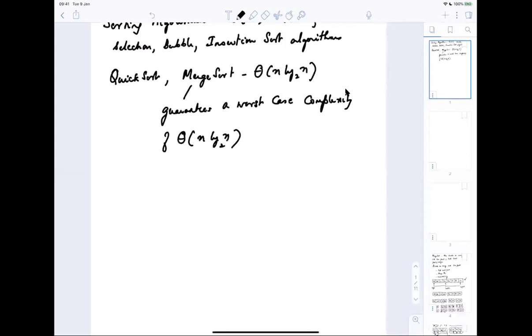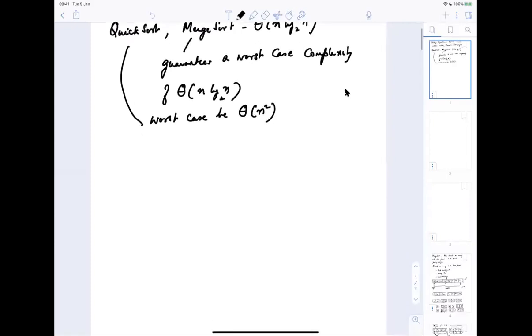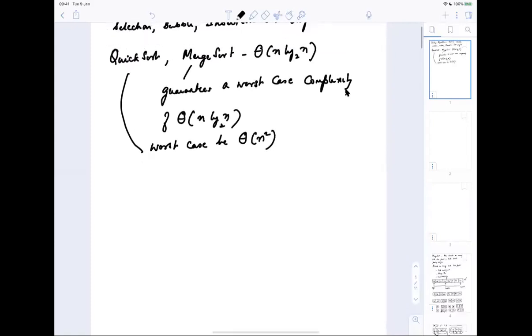Quicksort, on the other hand, in the worst case can be theta n squared, but in the best case it can be as good as n log n, and we will see why. Okay, but why is quicksort still called quicksort? It is still called quicksort.